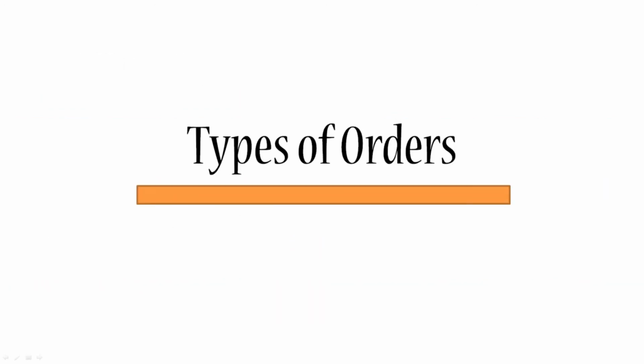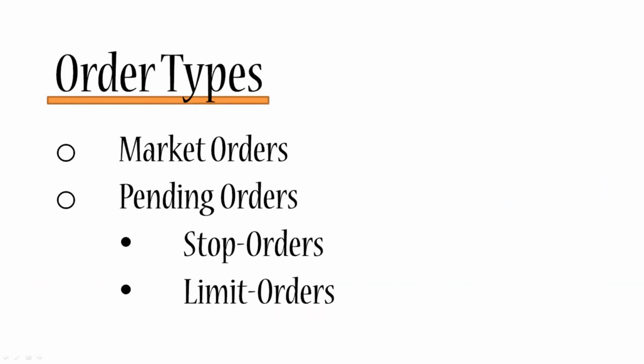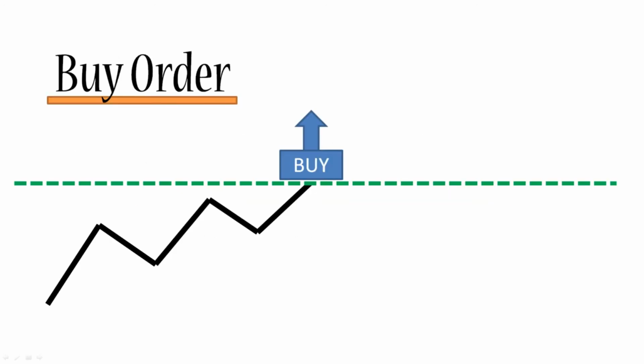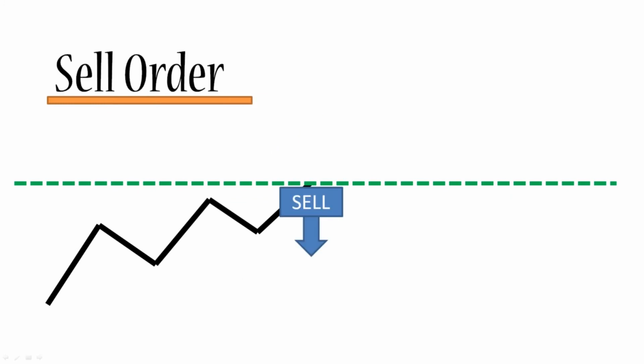Types of orders on the Forex market. There are two main classes of orders on the Forex market, and these are market orders and pending orders. And there are two categories in the pending orders. These are stop orders and limit orders, and we'll have a look at all of them right now. So market orders. You're already familiar with these orders. These are the buy order and the sell order.